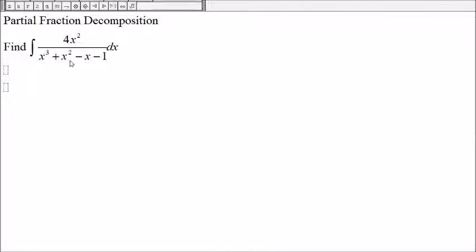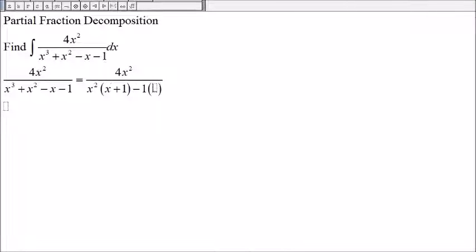Here we have the integral of 4x squared divided by x to the third plus x squared minus x minus 1. And so first, let's decompose this fraction. And then for this one, we can factor like this. The x squared and the x to the third, the common factor is x squared. And then the minus x and the minus 1, the common factor is the negative 1.